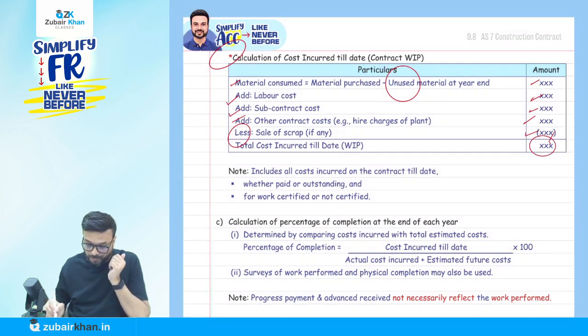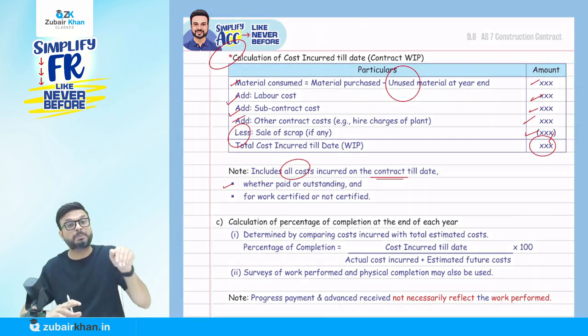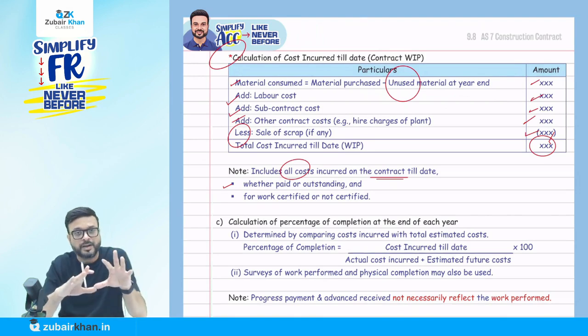Now it is very important that the cost incurred includes all costs incurred on the contract till date, whether paid or outstanding. It is not necessary that it should be paid. We follow the accrual system of accounting. It might be paid or it might be payable, but even though it is payable, it will be considered as cost for that year.